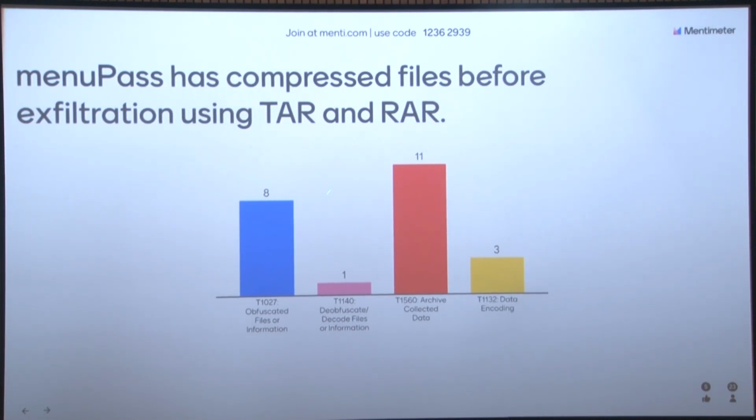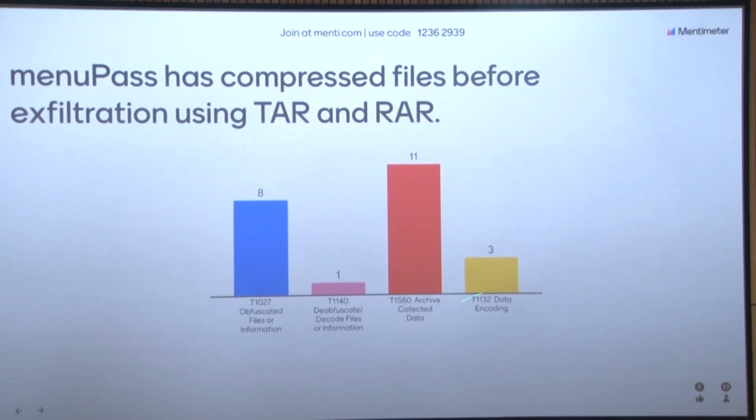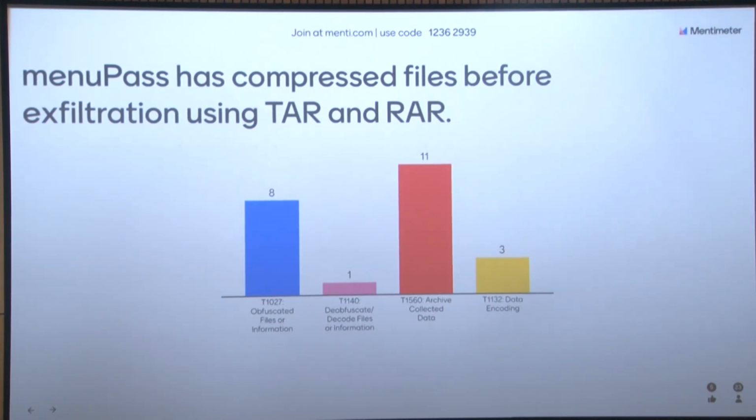Okay, because they are using TAR and RAR for compression, that is why you went with archive collected data, right? Okay. What about obfuscation then? Isn't it that compression comes in this obfuscation category also? Sorry? Okay. Any other option? Yes, but that compression also comes under this obfuscation.